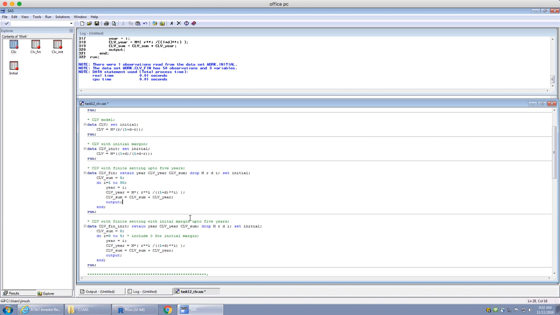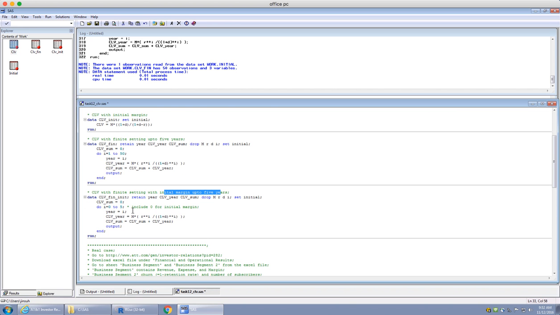So that was the case for having a finite set with the original CLV model. But now maybe you're interested in doing this where you have an initial margin set up and you have it as 5 years. In that case, you still iterate the same way that you did for the original model, but rather than starting from 1, you start from 0. If you start from 0, that is including the initial margin, following this formula.